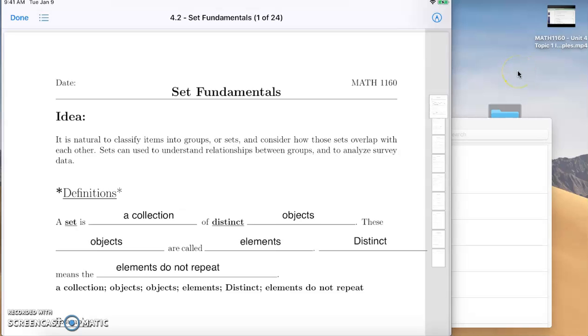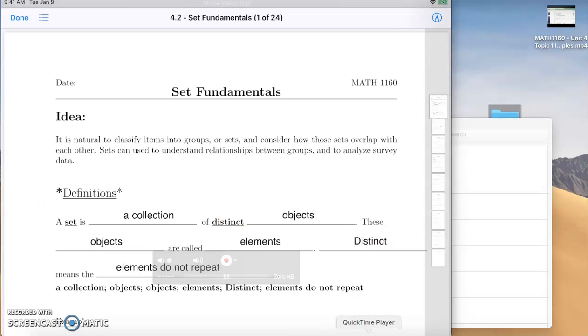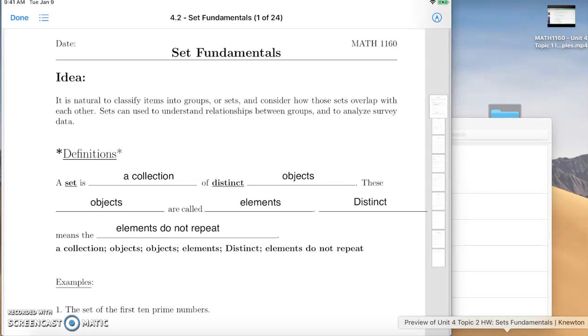Hi there, we're going to look at Unit 4, Topic 2, Set Fundamentals. We're going to briefly go over some of the definitions just to make sure we're clear, and then we're just going to go through a few examples. So just looking here, this is the PDF notes from the module.